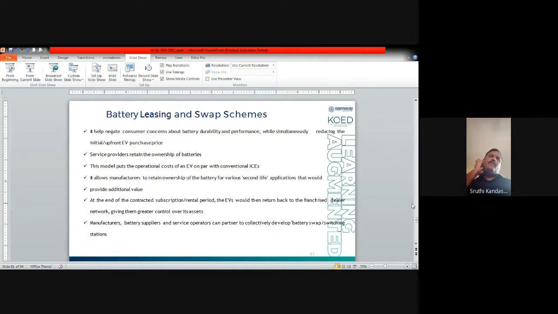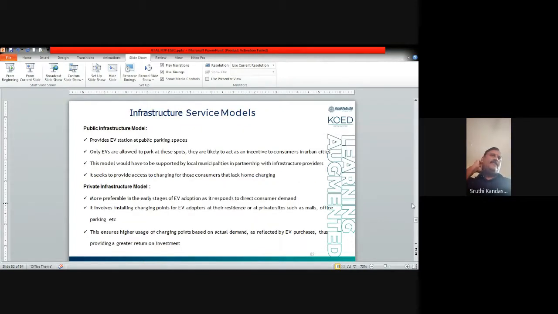Infrastructure service model: public infrastructure model and private infrastructure model. The public infrastructure model provides EV stations at public parking spaces near playgrounds, etc. Only EVs are allowed to park in this spot. They are likely to act as an incentive to consumers in urban cities. This model will help to support the local municipality in partnership with the infrastructure provider. It seeks to provide access to charging for those consumers that lack home charging.